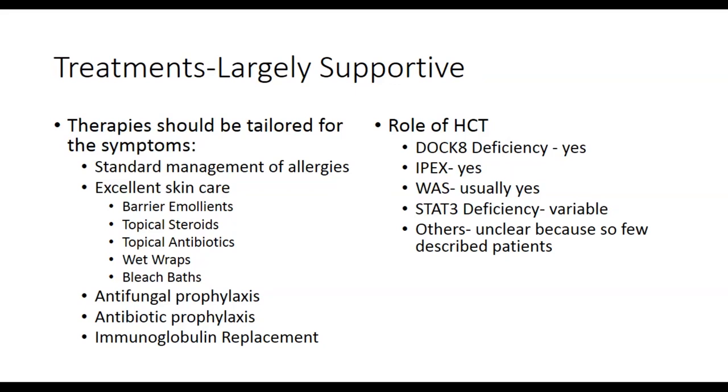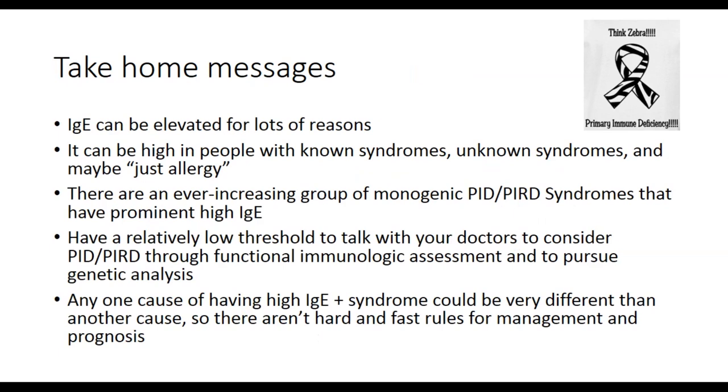I think we're going to need to have tincture of time in terms of deciding what the right course of action is for treatment in those. So the take-home messages for today's talk is that IgE can be elevated for lots of different reasons. It can be a known syndrome. It could be an unknown syndrome that we have to figure out, or it could be just bad allergy. Because we have so many ways to do genetic testing now, and we can sequence whole genomes, whole exomes, and soon we'll clinically be able to do whole genomes, we're constantly finding new pathways for the IgE to be high.